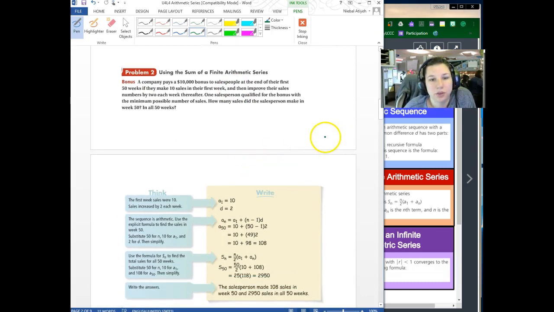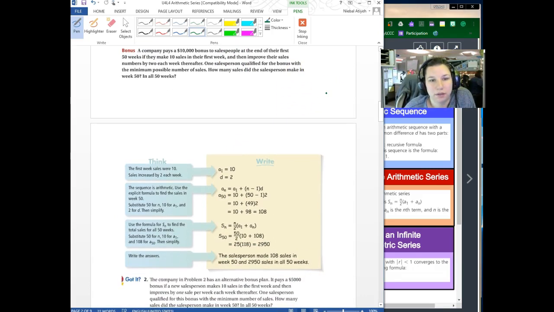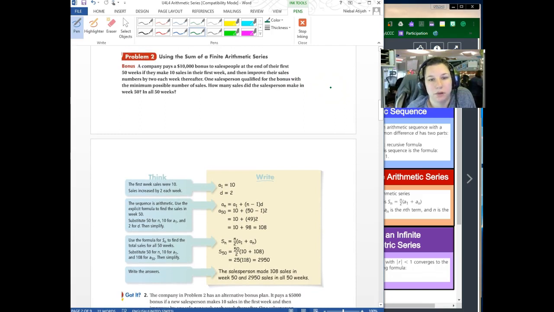Okay. Using the sum of a finite arithmetic sequence. A company pays a $10,000 bonus to salespeople at the end of their first 50 weeks if they make 10 sales in the first week and then improve their sales numbers by 2 each week after that. One salesperson qualified for the bonus with the minimum possible number of sales. So how many sales did that person make?